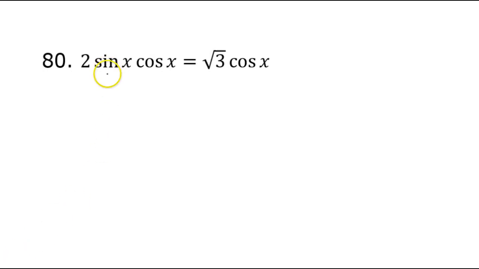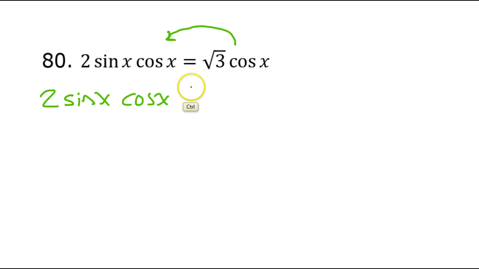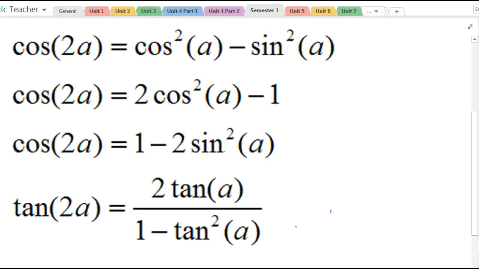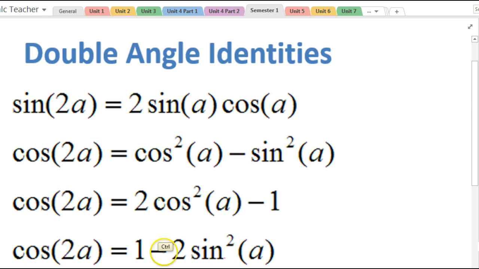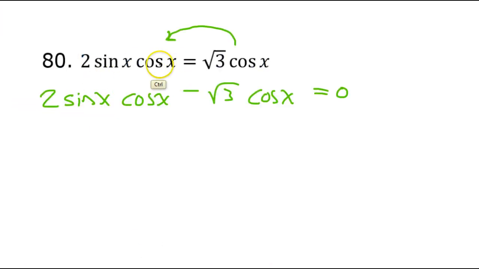Okay, let's do one more on this video. Okay, so let's get everything on one side. So I'm just going to subtract this from both sides. So that's going to give me 2 sine x cosine x minus radical 3 cosine x is equal to 0. You know what? I'm noticing that this is the formula for sine 2x, right? Sine 2x, that's 2 sine cosine. And here I have 2 sine cosine.